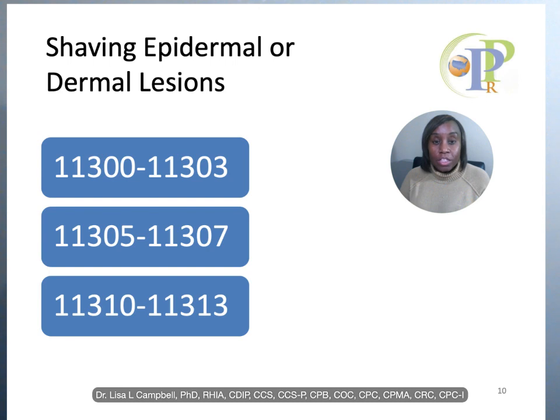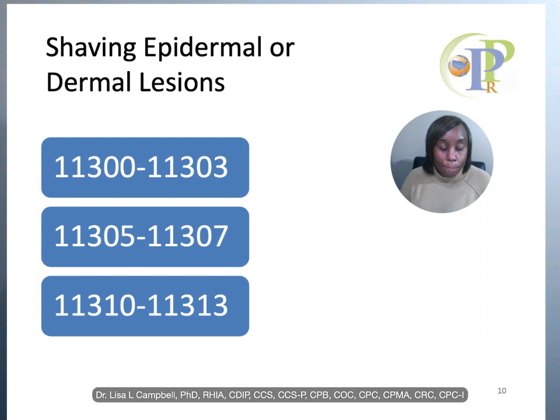So when you're looking at a scenario where you have to code shaving, you first want to identify your anatomic site, and then from there, you'll want to look at your size in centimeters. What if your provider documents in millimeters? It's 2021, guys. There are lots of calculators that you can use to do the conversion from the millimeters to centimeters. All right. So you will also notice that these codes are for a single lesion.